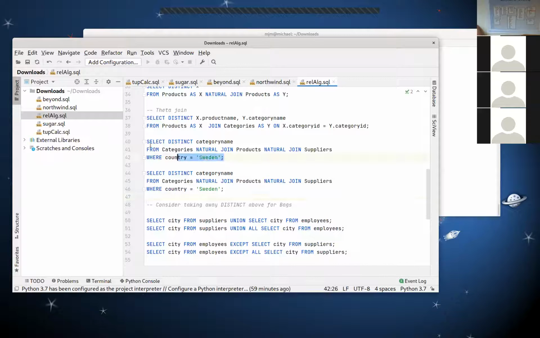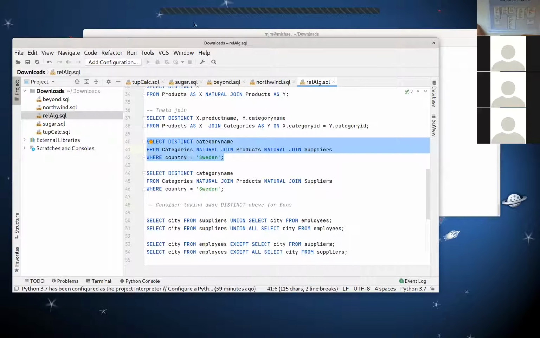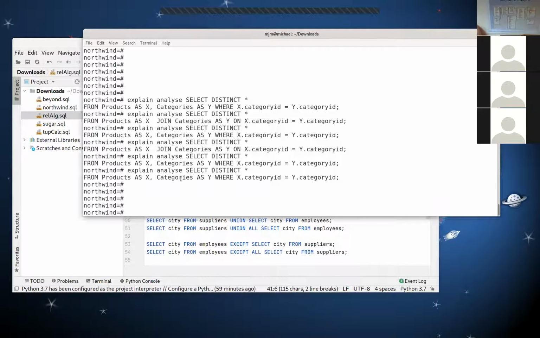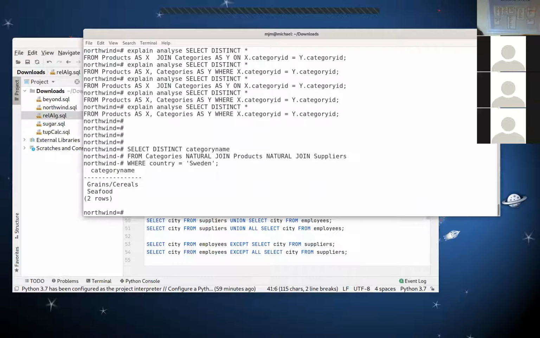And then there's the country of Sweden. So what are the categories of the products that are being supplied by Sweden? And we know it's going to be at least seafood, right? Because Gravad Lax is coming from Sweden. There it is. So grains and cereals and seafood, right?